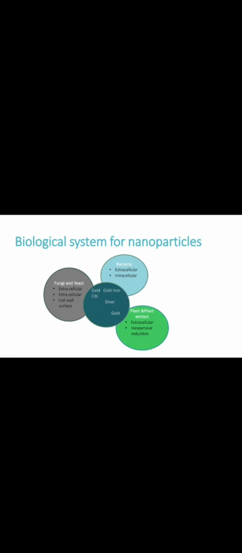Biological system for nanoparticles. Microorganisms such as bacteria, fungi, and yeast may be either extracellular or intracellular, representing effective biofactories. Intracellular means inside the cell, in the cytoplasm or cytosol, and extracellular means outside of the cell, on the surface or between the cells inside a colony.